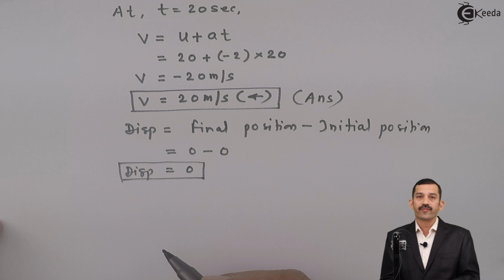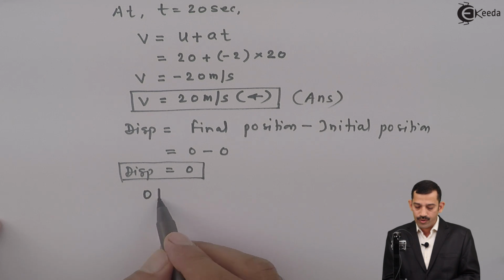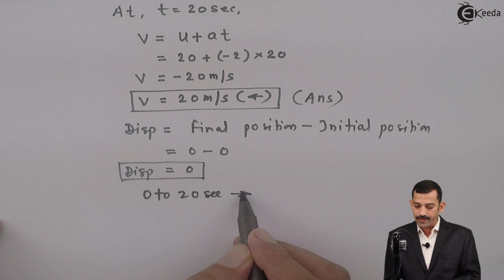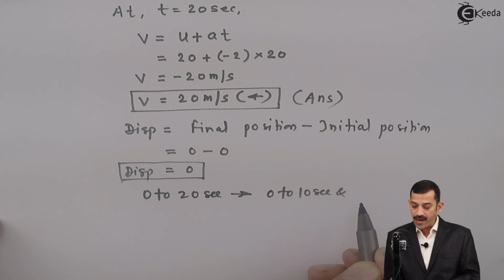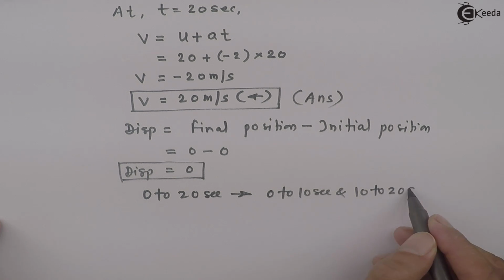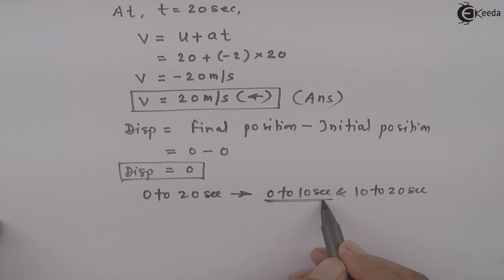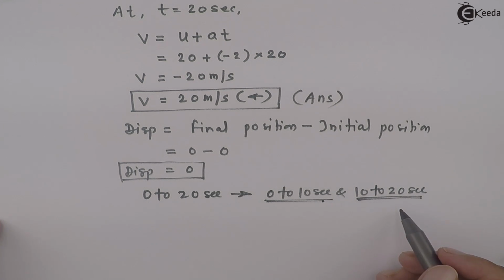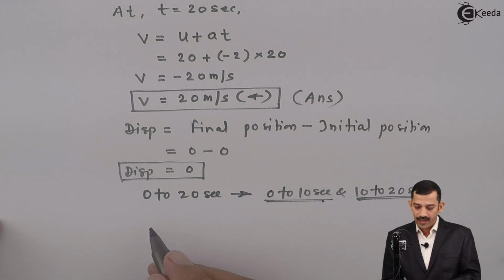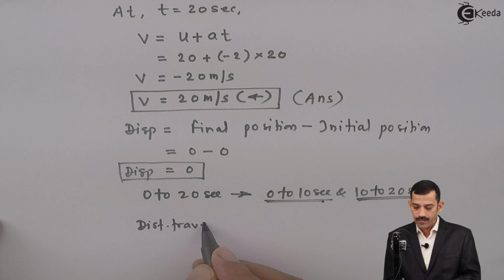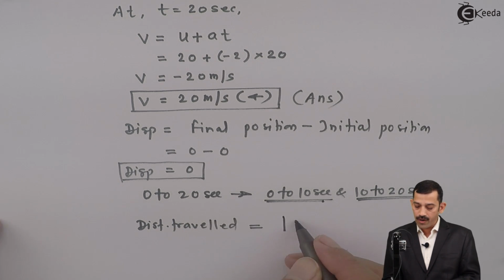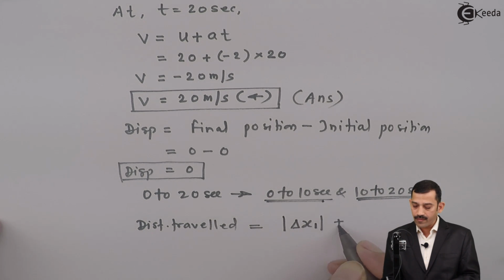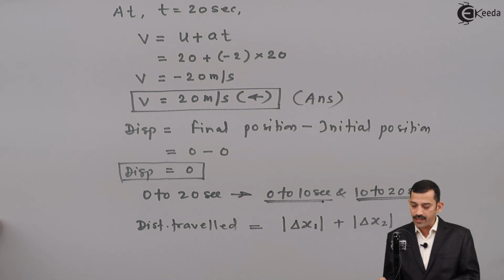To find the distance travelled, we will divide 0 to 20 seconds into two parts: 0 to 10 seconds and the next time interval, 10 to 20 seconds. We will find the displacement in this time interval and the displacement in the next time interval. We will add both displacements without considering their sign. That means distance travelled equals mod of delta x1 plus mod of delta x2.